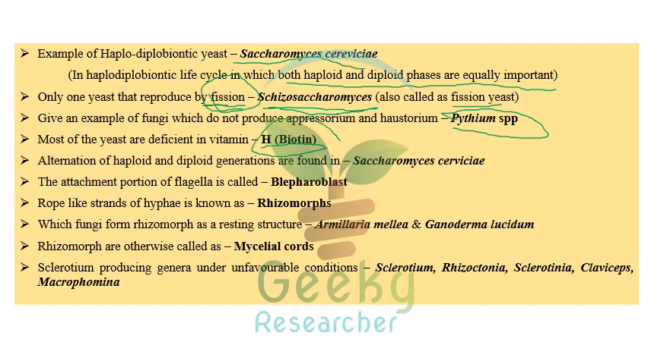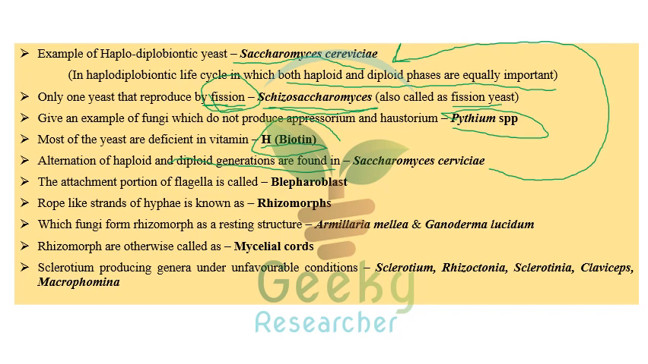Alternation of haploid and diploid generations is found in Saccharomyces cerevisiae. That is called the haplodiplobiontic life cycle. I think we already saw that the haplodiplobiontic yeast example is Saccharomyces cerevisiae.